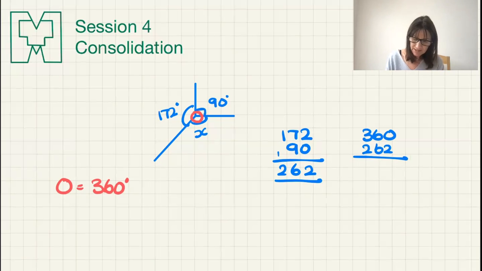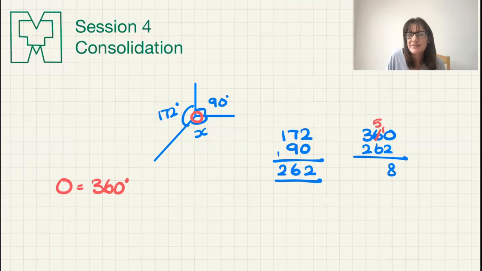So 0 take 2. It's going to take me into negative, so I can't do it. So I'm going to go across, reduce that down to 5 and bring 1 across to that 0 and make 10. I'm making a bigger number so I can do the takeaway. 10 take 2 is 8.